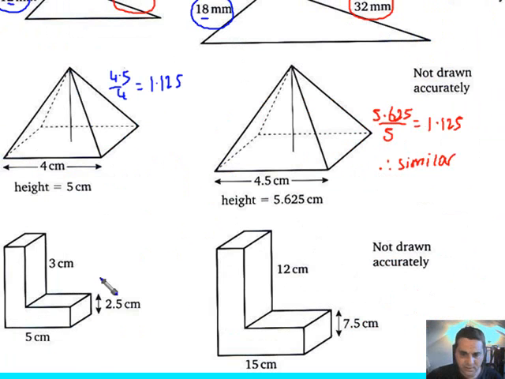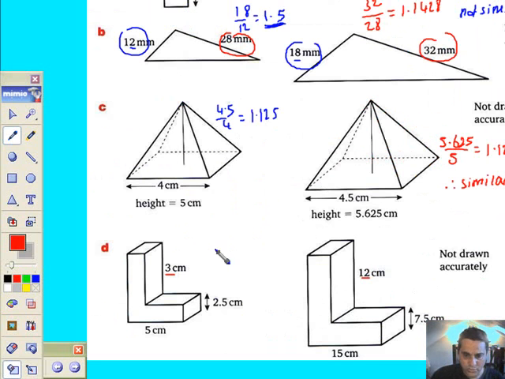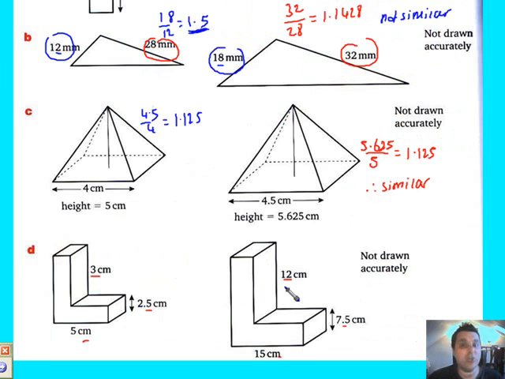And the last lot, I've got 3 with the 12, so 3 and 12. Well, straight away that looks like a times 4, doesn't it? And I've got 5 to 15. Well, that's just times 3. Straight away they're not similar. 2.5 to 7.5. Well, that's 3 times as big. So that works with that one on times 3. That works with the 15 on times 3. But 3 3s are not 12. But you need to prove it anyway.